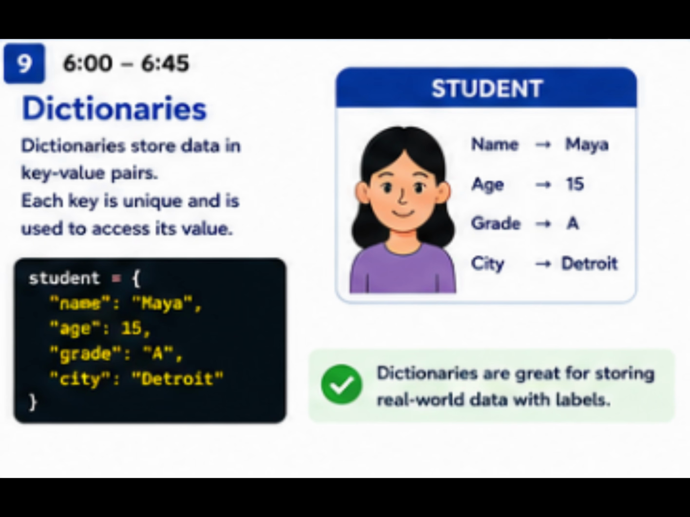Dictionaries store information using labels and values. Imagine a student record. The labels might be name, age, grade, and city. Each label is connected to a specific piece of information. Dictionaries are useful because they make information easy to organize and retrieve. Many applications use dictionaries to represent users, products, settings, and other structured information.